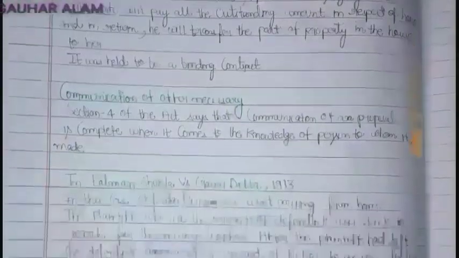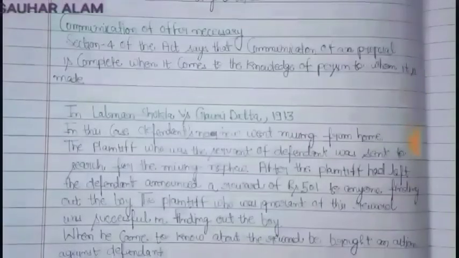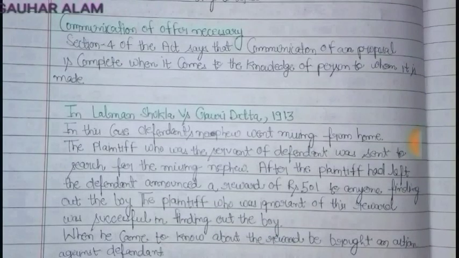So the next condition is that communication of offer is necessary. Section 4 of the Indian Contract Act says that communication of a proposal is complete when it comes to the knowledge of the person to whom it is made. Yes, it's a common thing that if you do not know the offer, then how can you accept that offer. A case depicting the situation is Lalman Shukla versus Gauri Datta.